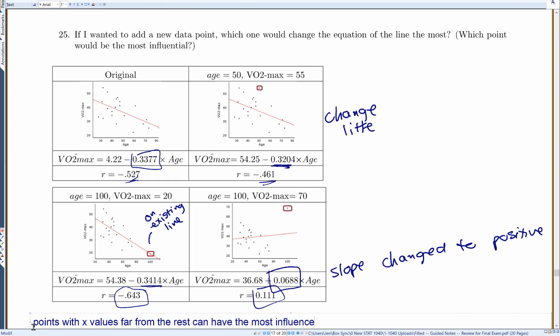Okay, so if I had added someone that was 50 and a 70 up here, it wouldn't actually change the line very much. Or like 35 and a point up there, it wouldn't change the line very much. So if I'd added the 70 here or the 70 here, it wouldn't change the line very much. But because I put this one way over here and the X value is so far from the rest of the X values, it's going to have the most influence.